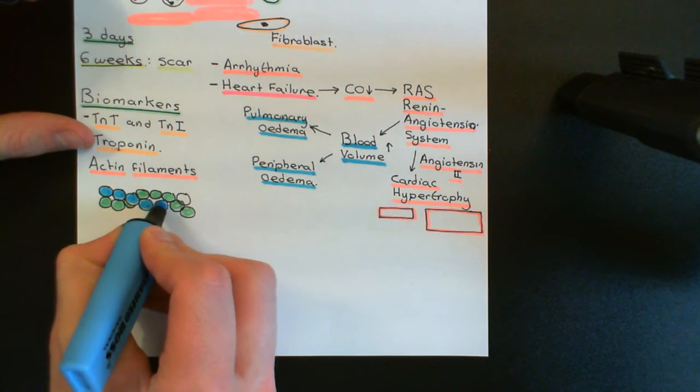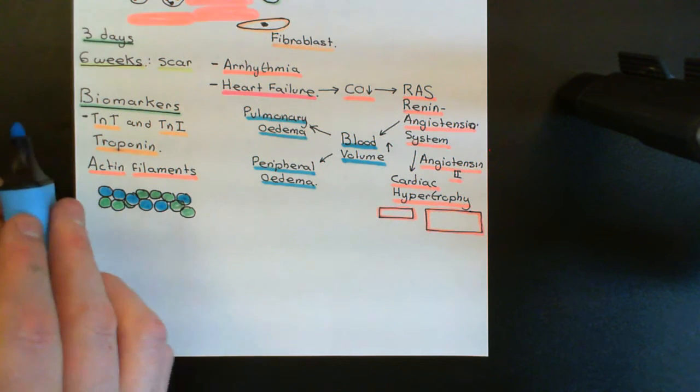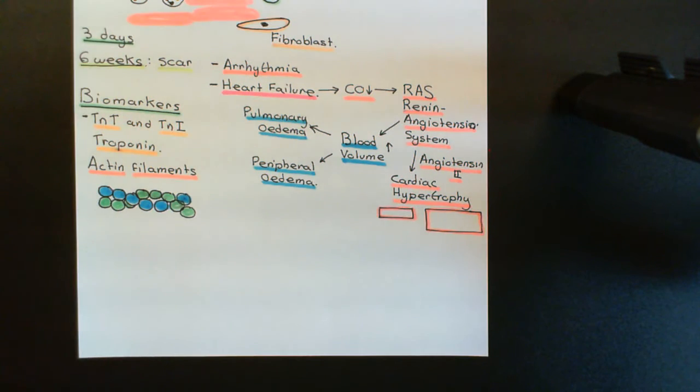And this structure goes on and on. Obviously, I've only drawn a little bit of it. And this polymer of actin monomers, this is known as an actin filament. And these are key components of the cytoskeleton within cardiomyocytes, and they're key parts of the contractile machinery.